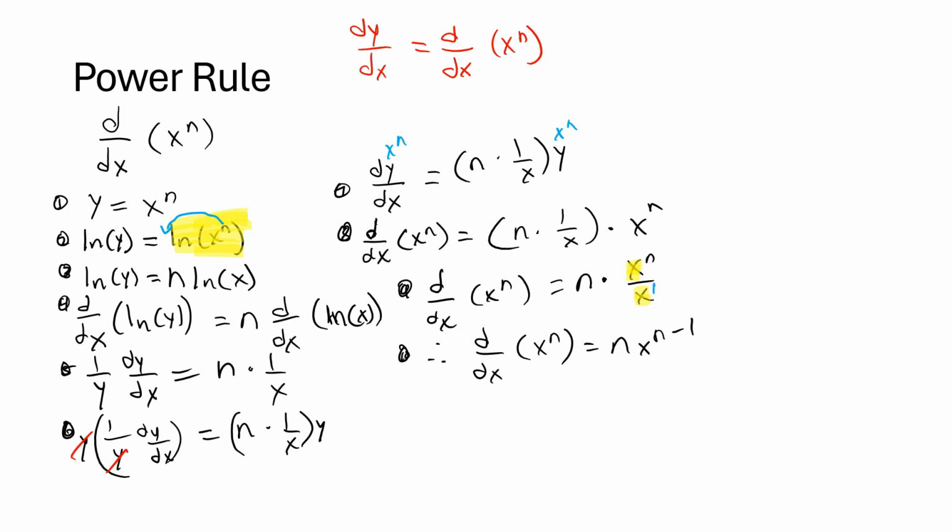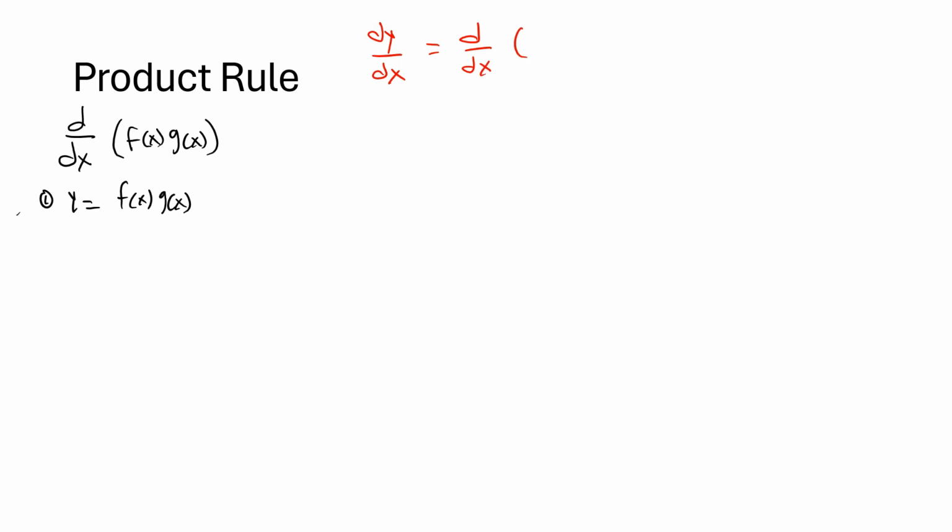Let's move on to the next rule here, which is the product rule. Again, we're going to stick to the same format here, but we're trying to find the derivative with respect to x. Instead of u and v, which is commonly used, I'm just going to do f of x, g of x. So we're trying to figure out what this is. Our first step here is, of course, set y equal to f of x, g of x. And of course, if y equals f of x, g of x, then dy by dx has to equal the derivative with respect to x, d dx, of f of x, g of x.